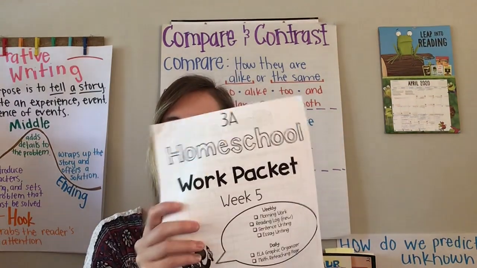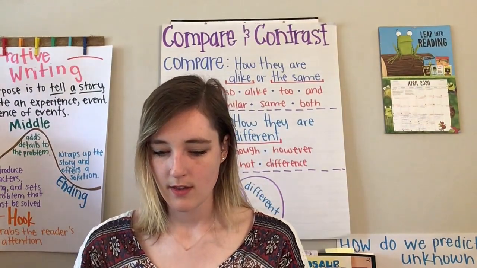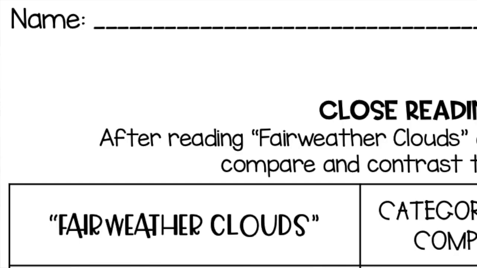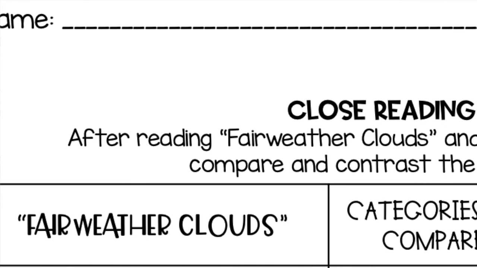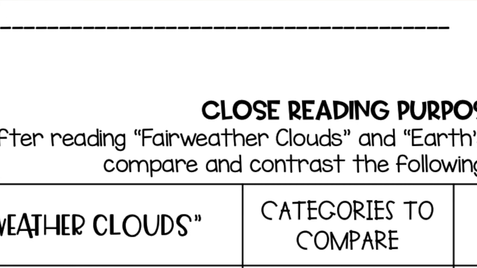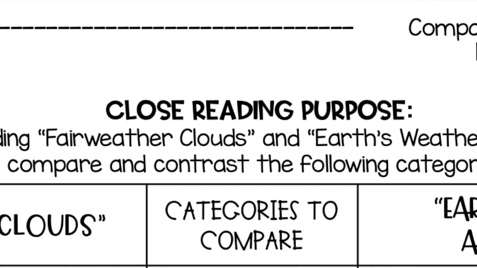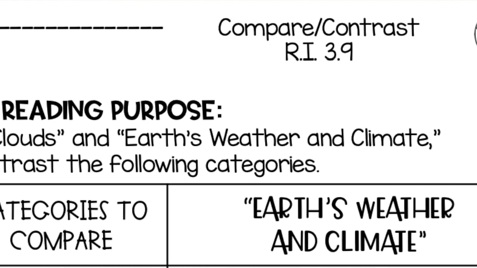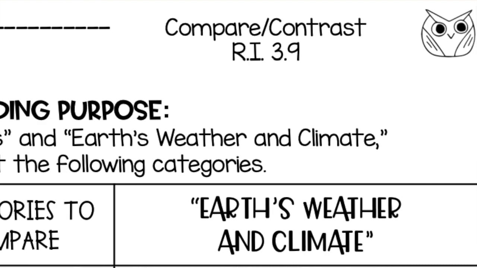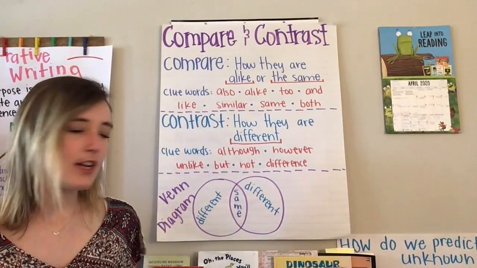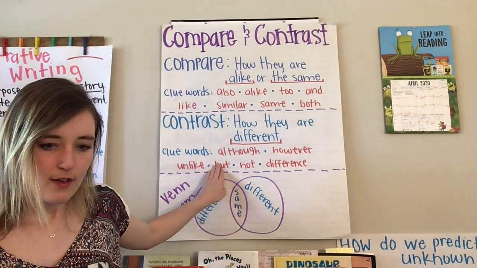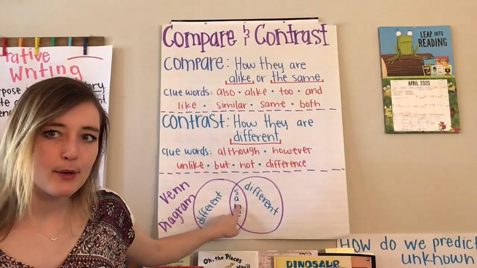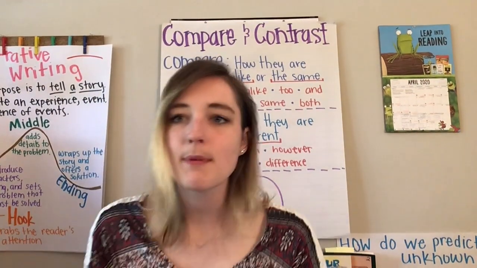So turn to your own school packet to this page, and we're going to start by reading the directions. It says, after reading Fair Weather Clouds and Earth's Weather and Climate, compare and contrast the following categories. On the left side, I see Fair Weather Clouds, in the middle it says categories to compare, and on the other side it says Earth's Weather and Climate. So this is going to be our version of a Venn diagram, with the categories to compare in the middle. So it's going to look a little bit different.